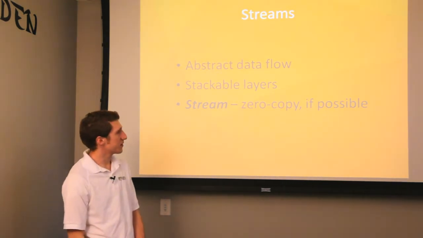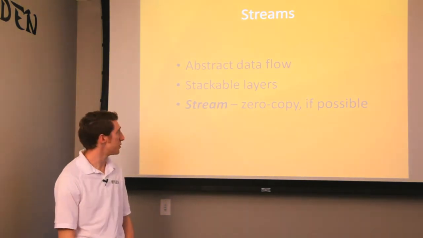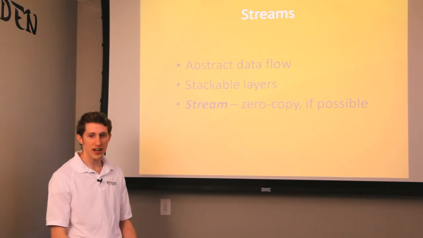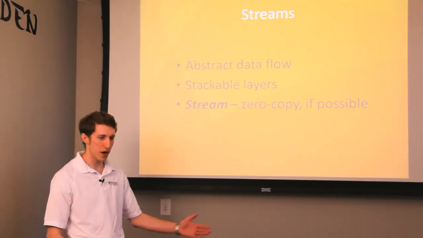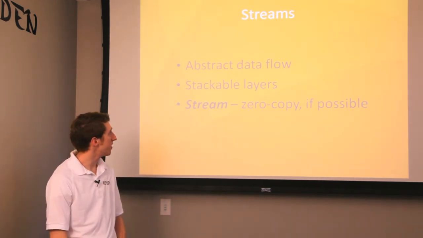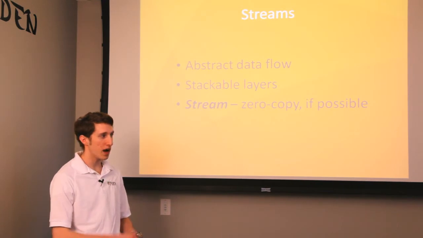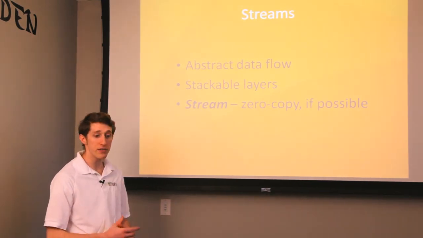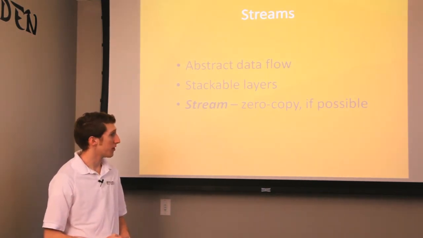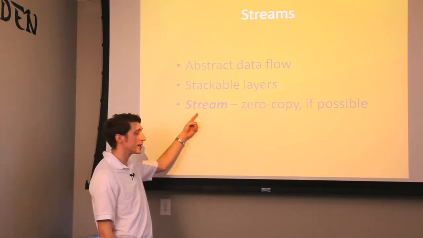So what is a stream? A stream is just an abstraction of data flow. A socket is a stream. A file is a stream. It's a bunch of bytes coming. And they're stackable layers, meaning that you can modify the behavior of a stream by stacking additional filter streams on top. And the critical point is streams stream.